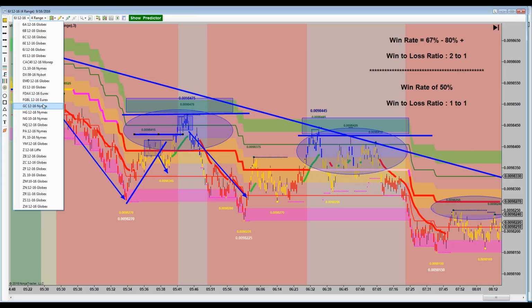6B, 6S, gold, ZF. I love ZF, by the way. I really do. I'm spending a lot of time the past few days studying ZF. I'm going to start increasing my exposure to ZF.